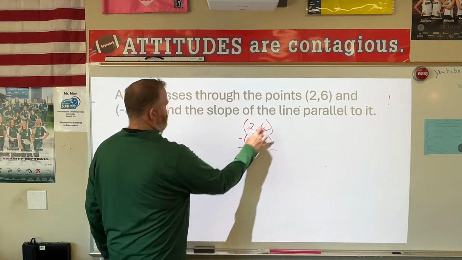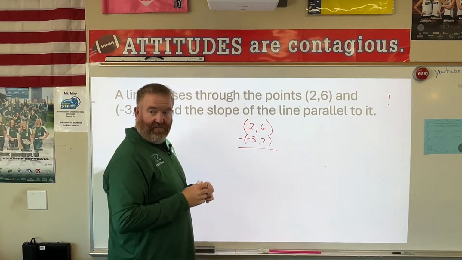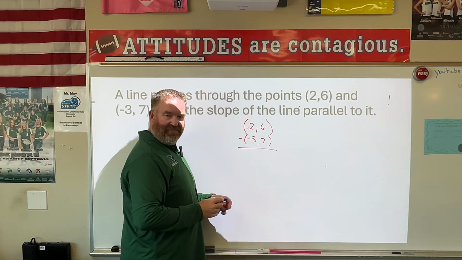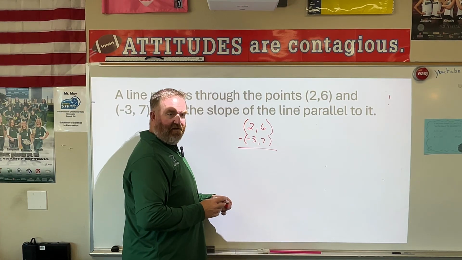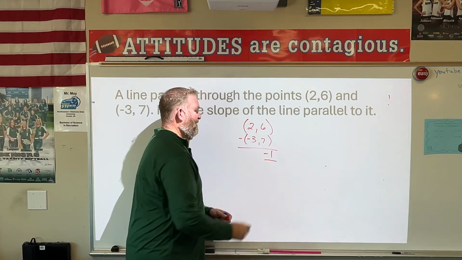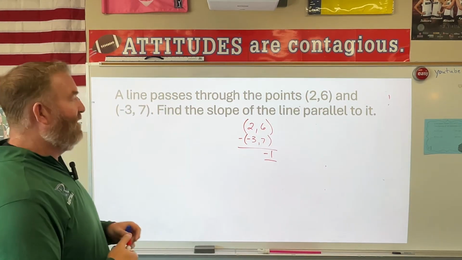So I've got, what is 6 minus 7? No, 6 minus 7. It's -1. Or who was laughing? Did I say something? What did I say? -1. That was completely inadvertent, by the way.